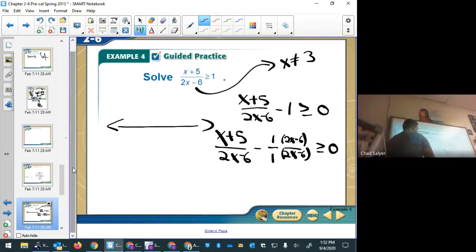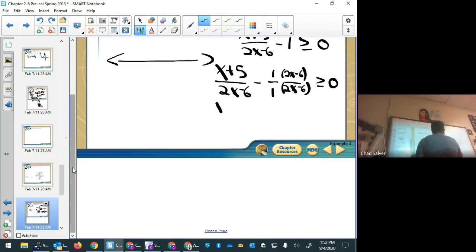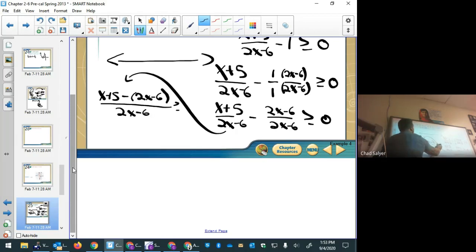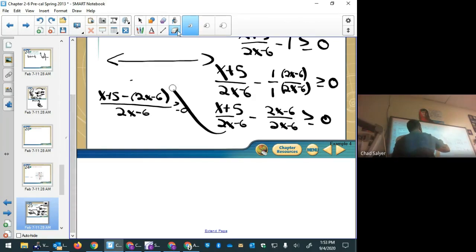Continuing on here, we get x plus 5 over 2x minus 6 minus 2x minus 6 over 2x minus 6. So that's x plus 5 minus 2x minus 6 over 2x minus 6 greater than or equal to 0.